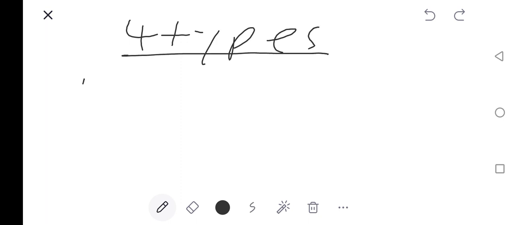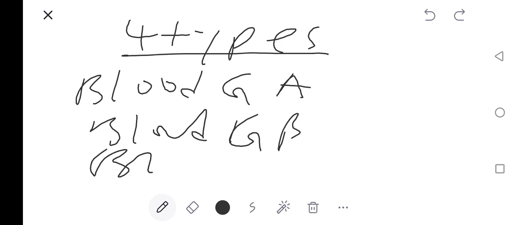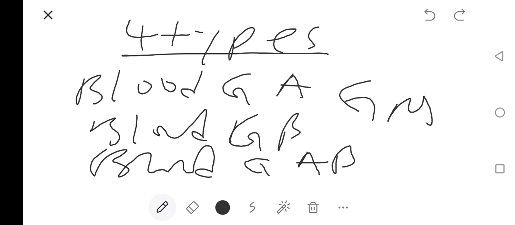So blood group, you have four types. We have blood group A, blood group B, blood group AB, and blood group O. Not blood group C and D. We do not have blood group C, neither do we have blood group D. It is A, B, AB and blood group O. Okay?